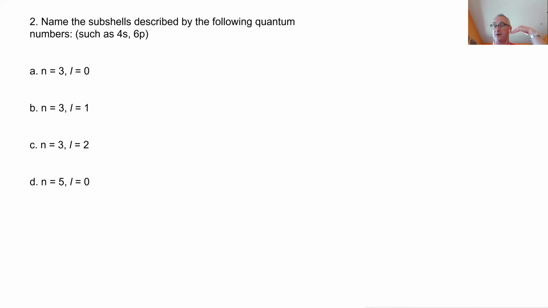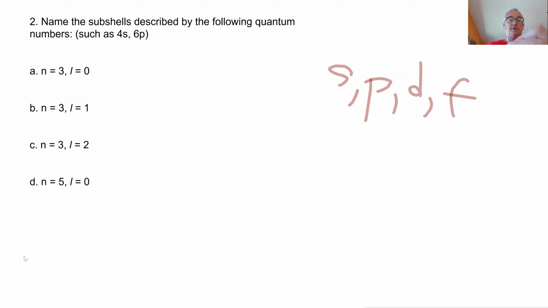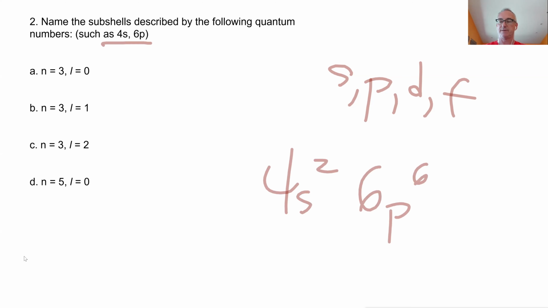Okay, so now we're talking about subshells. So remember what our subshells are: S, P, D, and F. Name the subshells described. And so when we're writing our electron configurations, we're going to use things like 4s2, 6p6, 3d10, things like that. So the first number, n, always refers to the shell.